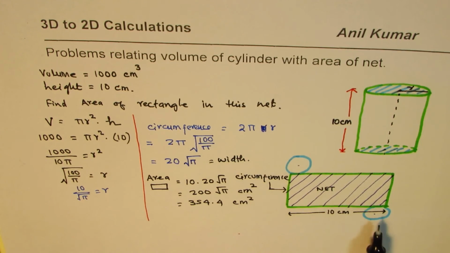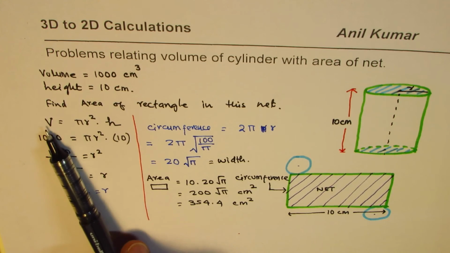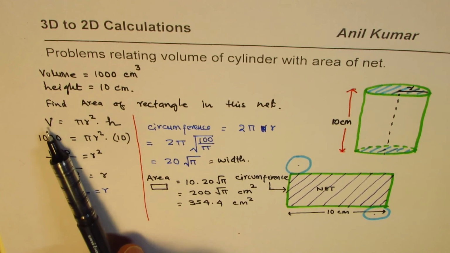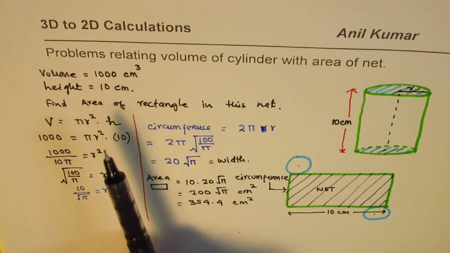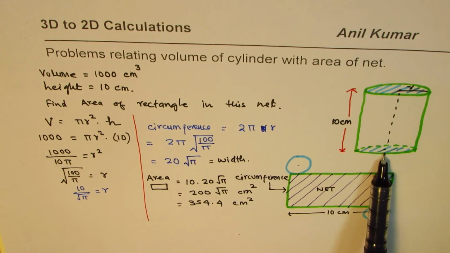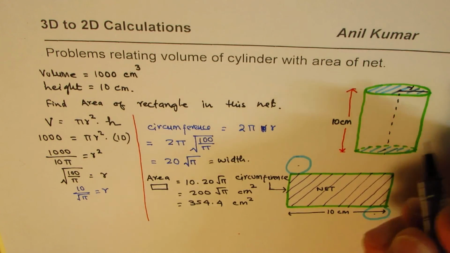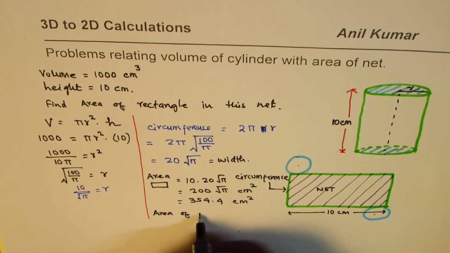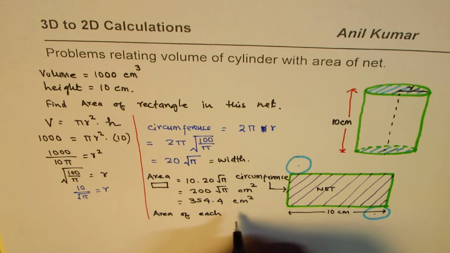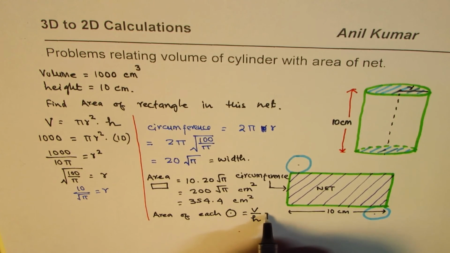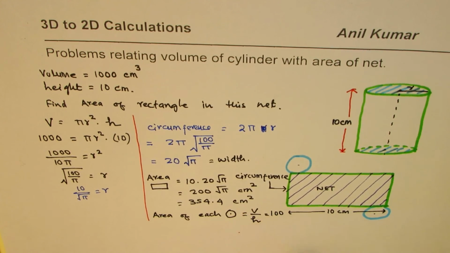It was kind of easier to find the area of these circles. You can see from the volume, pi r square h. If I say the area of these circles, then it is simply the ratio of volume and height, which is 100 in this case. So the area of these two circles is 100. What we also note here is that the area of each circle equals volume divided by height. Is that okay? Which in this case was 100.